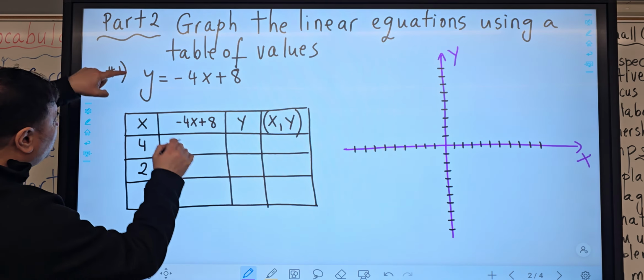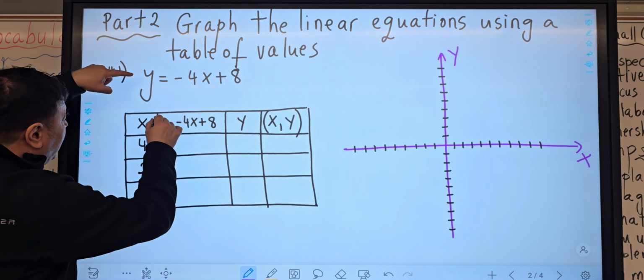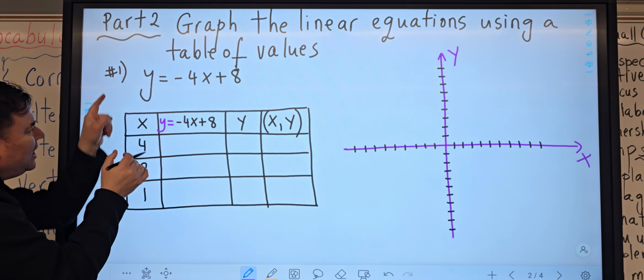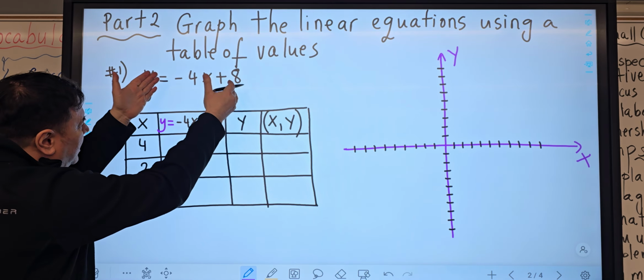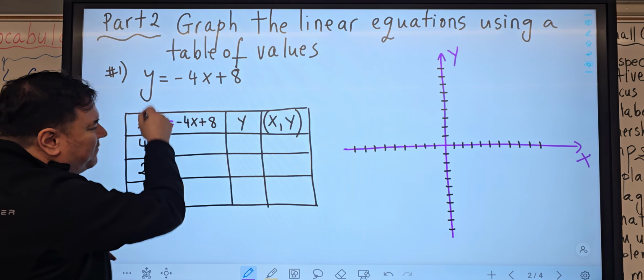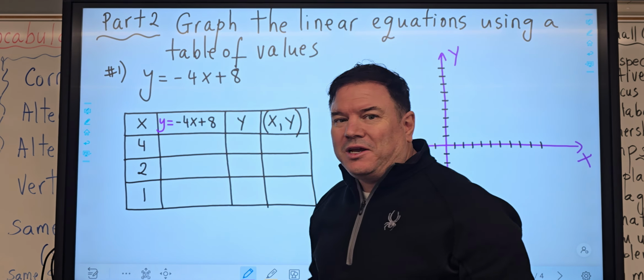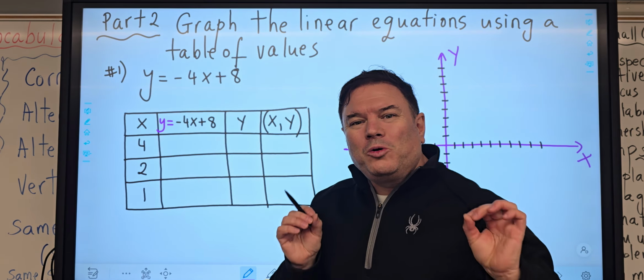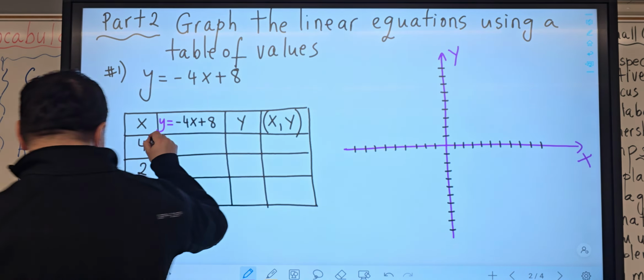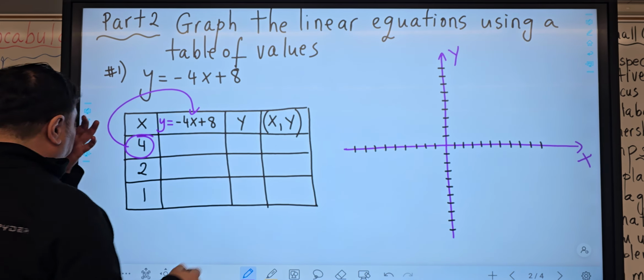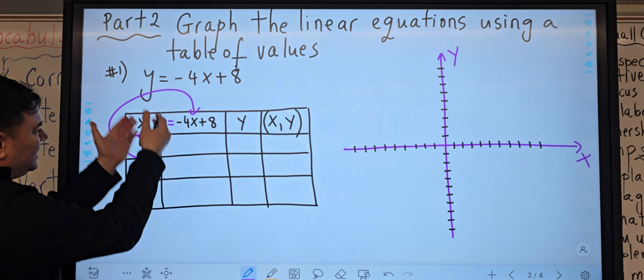I want you also to put y equals here. To make it really organized, let's put y equals negative 4x plus 8, the entire function, in the second box right here, because now it will be easier for us when we plug in the first number for x and then solve for y, because we are going to see the y right there.